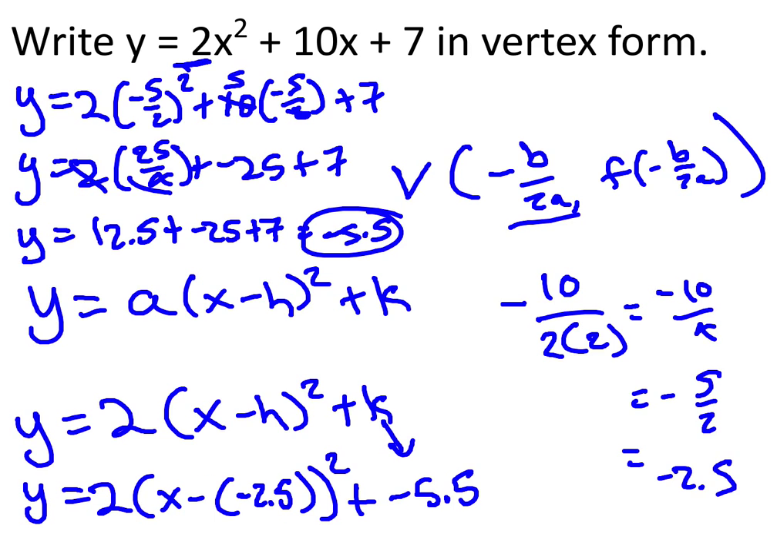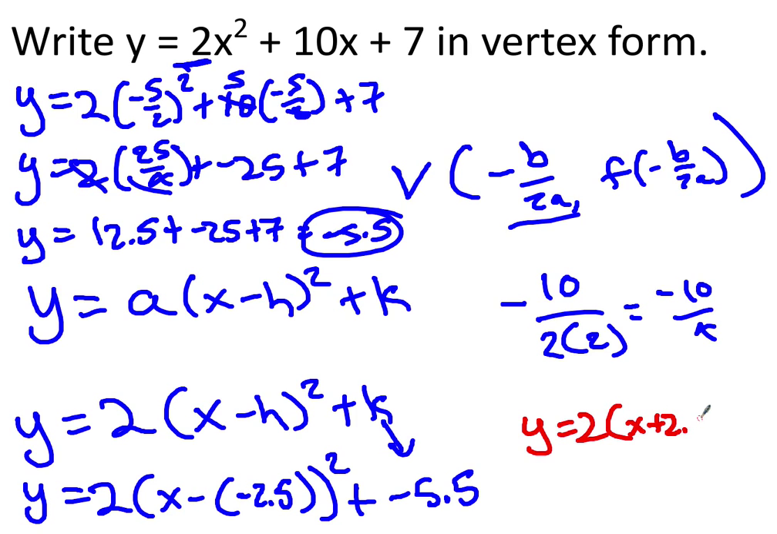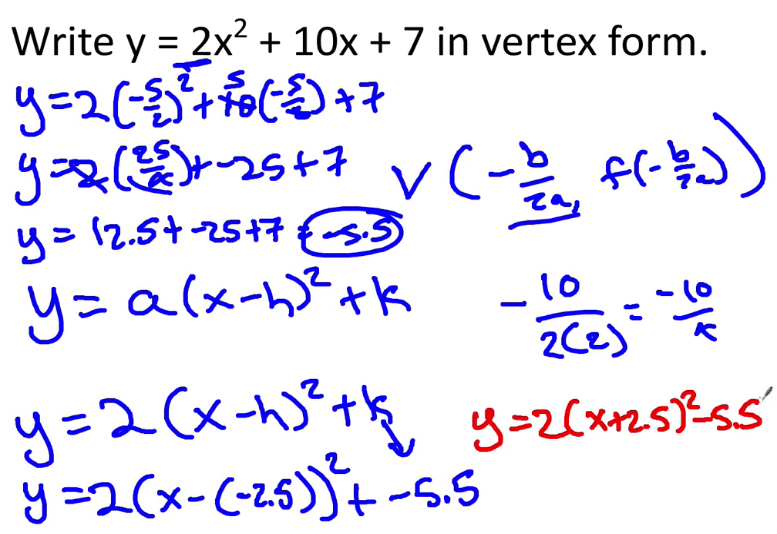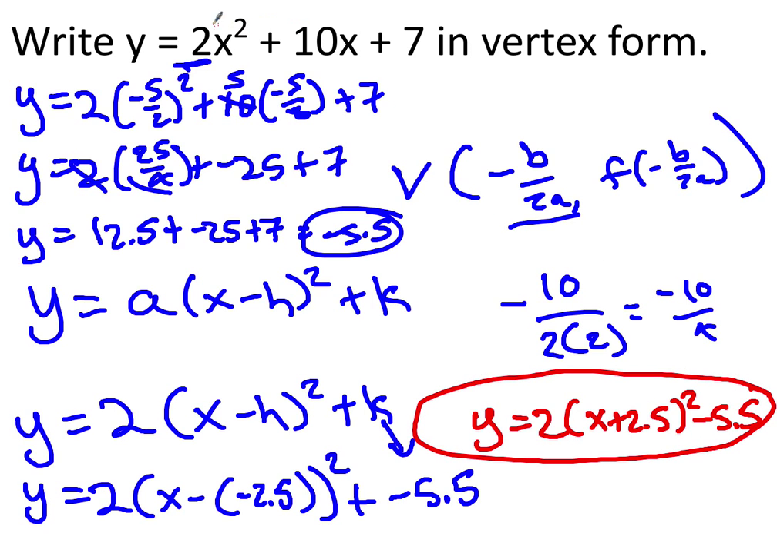I'm going to write that in red a little bit nicer over here. So that's y equals 2 times x minus negative 2.5, which is the same thing as x plus 2.5. And then plus k, which is negative 5.5. So instead of writing plus, I should write minus. So y equals 2 times x plus 2.5 squared minus 5.5. And that is the exact same equation. It's the same graph as this equation up here. They're equivalent, but it's written in vertex form.